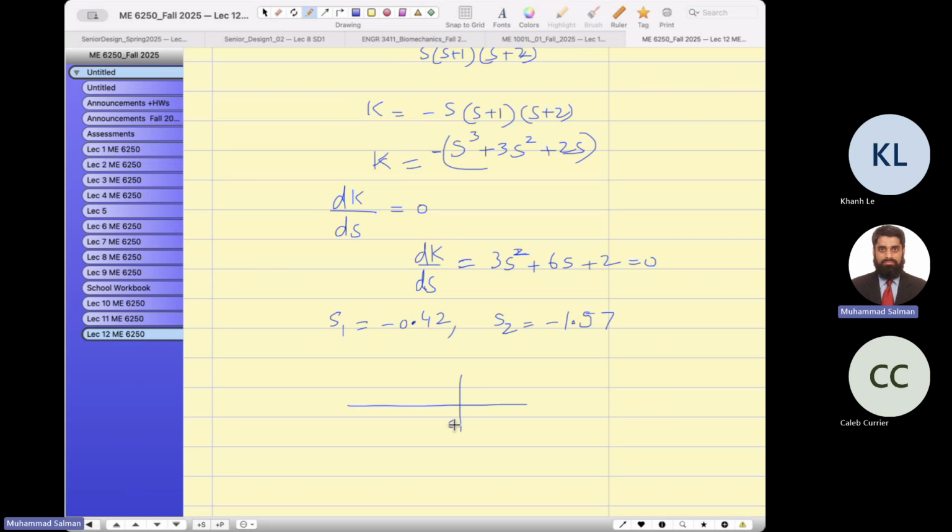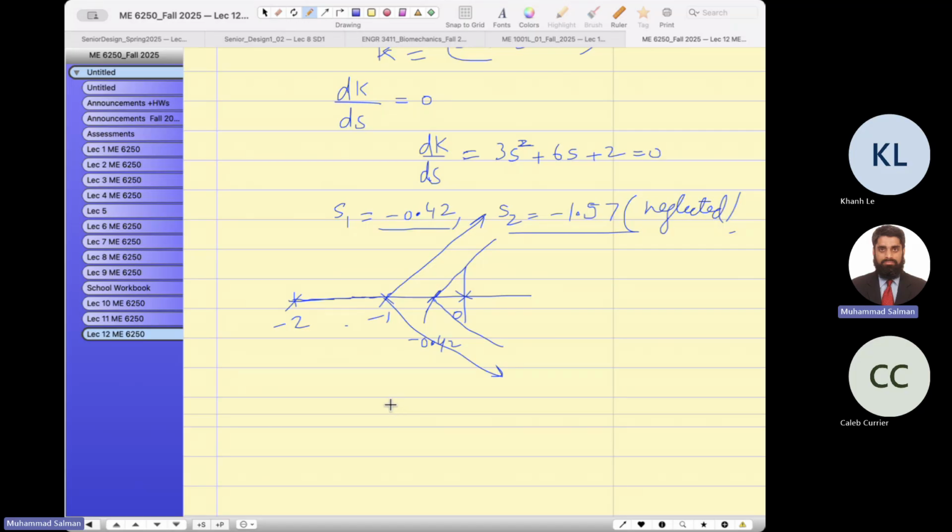Now guys, look, this is my first pole, this is my second pole, this is my third pole, and this is one answer, and this is the second. You see this is neglected because this region is not included in our real axis. So we have to consider this location, which is negative 0.42. This is the location where the roots will depart, and this is the location of the pole asymptotes. You see my point, guys?